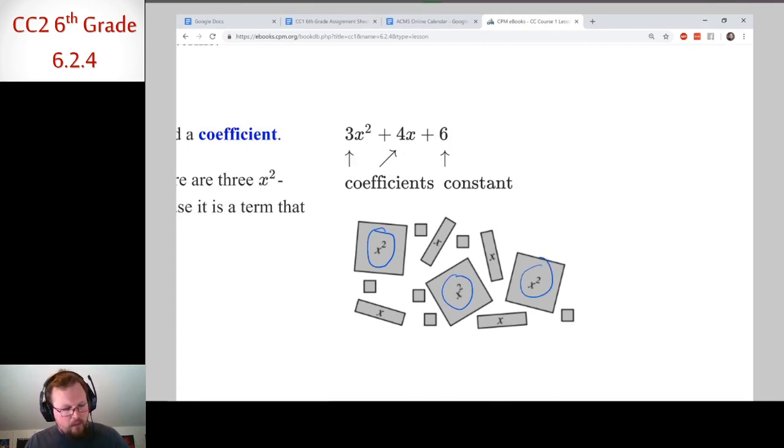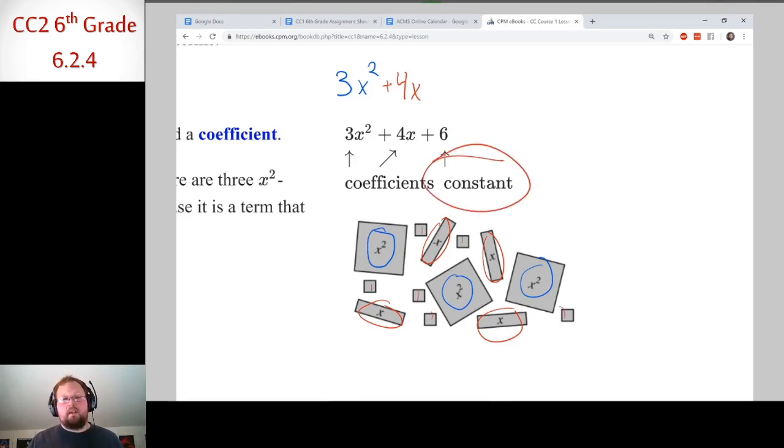So that's why they wrote 3x squared. And then they also wrote that there were 4 x values, 1, 2, 3, 4, plus the 4 x values. And then these unit tiles, 1, 2, 3, 4, 5, 6, those are called a constant. So you have coefficients, which tell you how many variables you have, and you also have constants, which tell you the unchanging amount or the number value that goes with this problem.